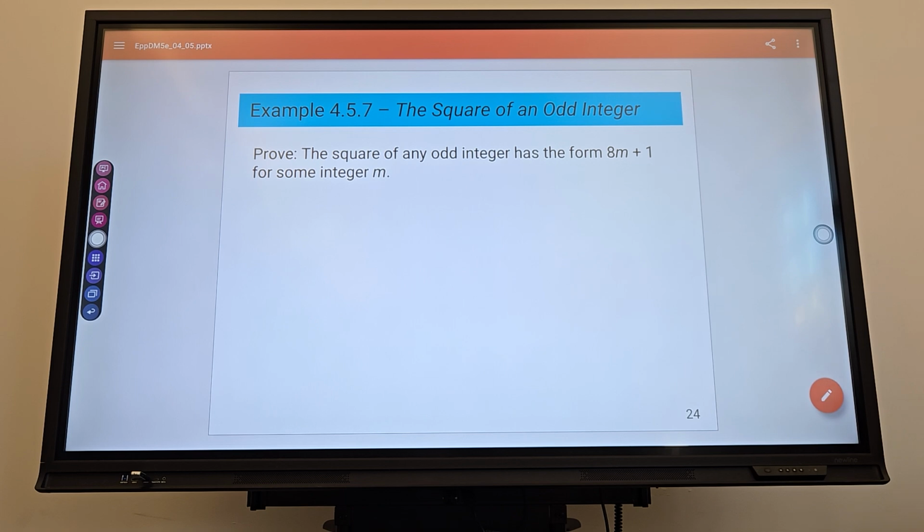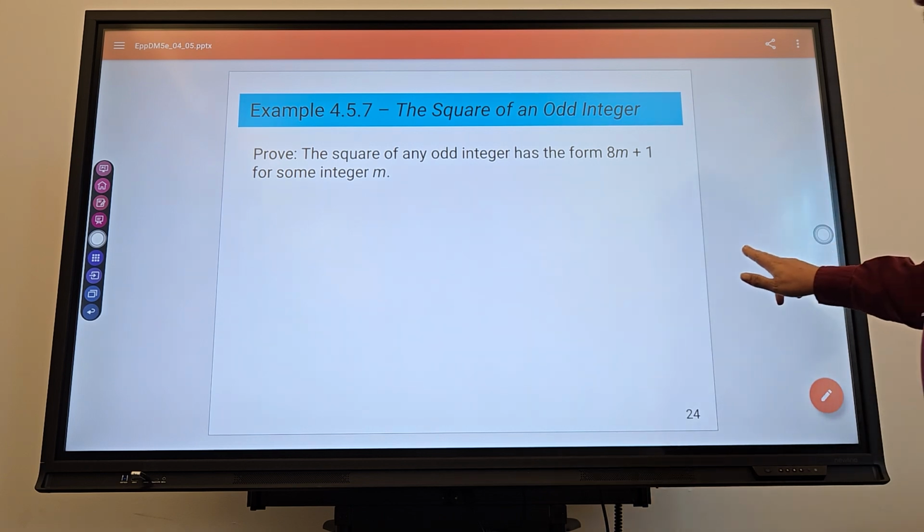Now the square of an odd integer. The square of any odd integer has the form 8m plus 1 for some integer m. Well, let's see here.